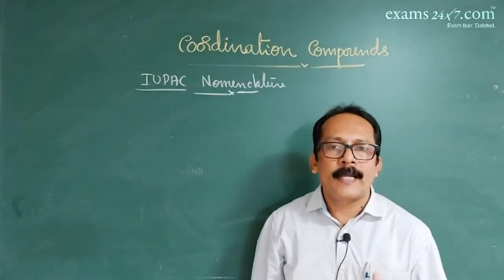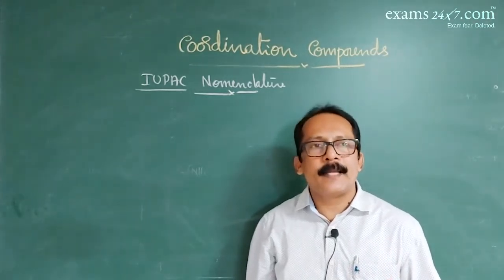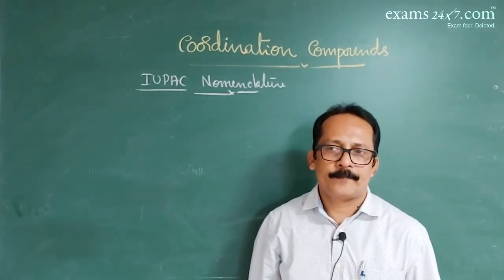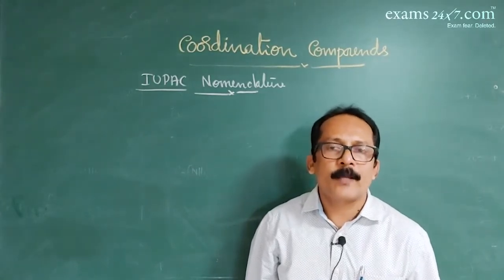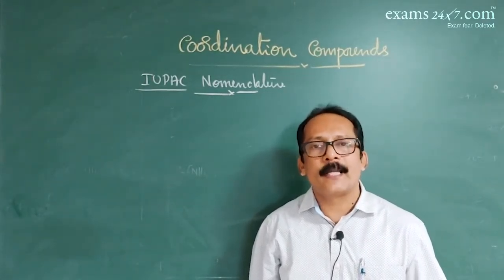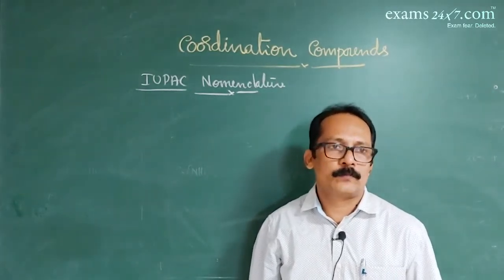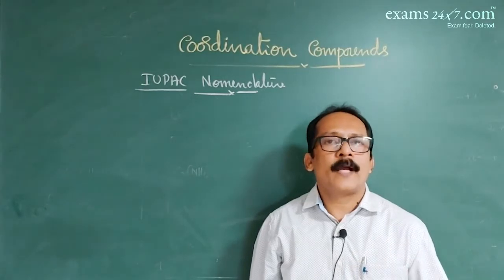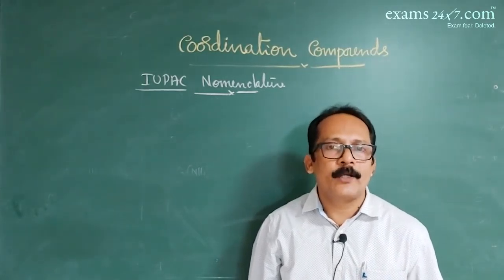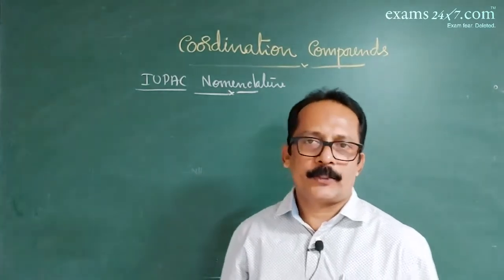While naming the ligand, if a negative ligand ends with IDE, the E is replaced by O, so it becomes IDO. If the name of a negative ligand ends with ATE, the E is replaced by O. Carbonate becomes carbonato, oxalate becomes oxalato, nitrate becomes nitrato. Chloride becomes chlorido, cyanide becomes cyanido. This is about some of the negative ligands.